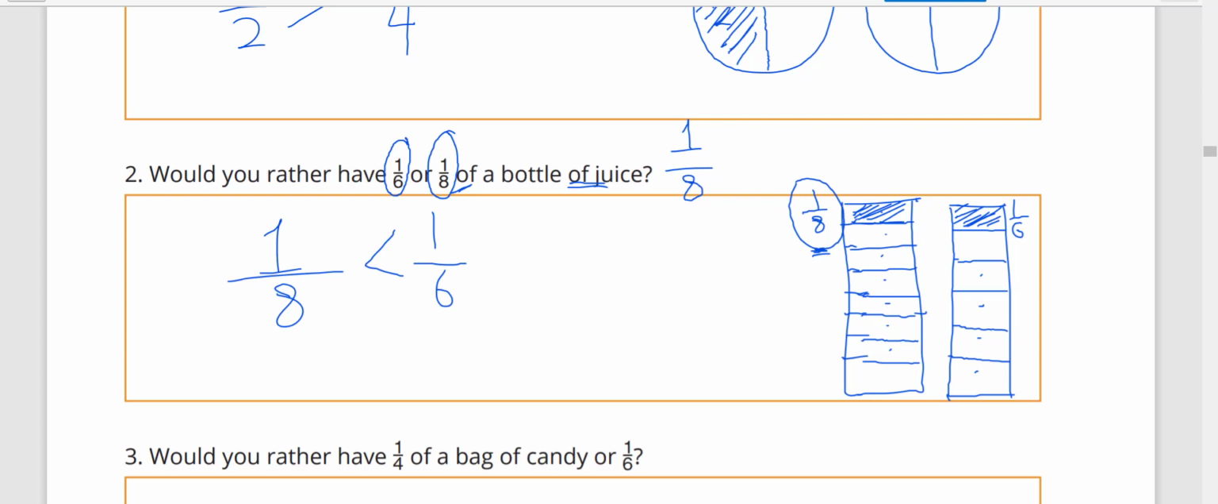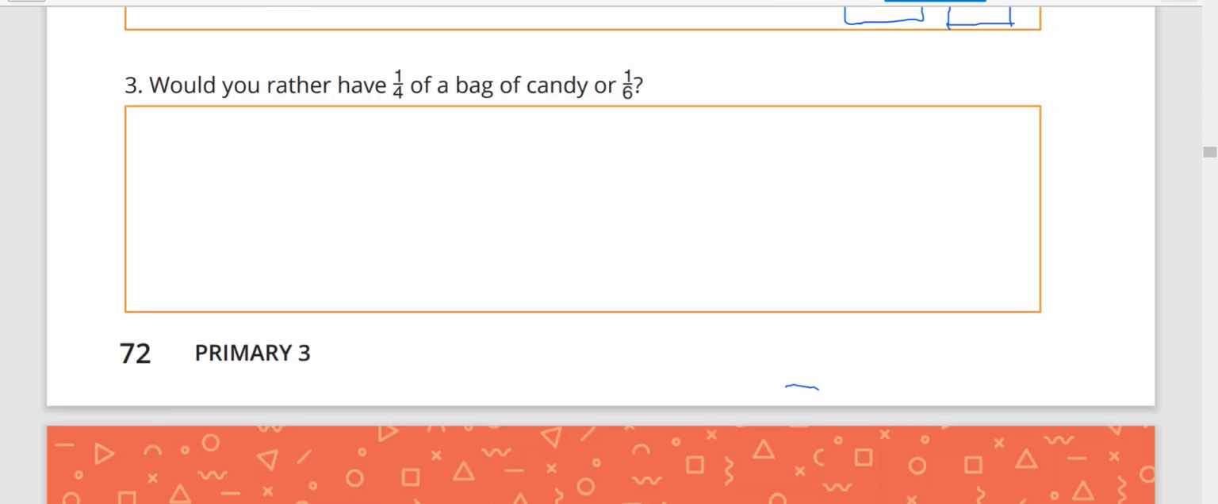Okay. Number 3. Would you rather have a fourth of a bag of candy or a sixth? Okay, do you want to eat a big part or a small part? From our previous lessons, we know that when one whole is divided into more equal parts, each part becomes smaller. Each part becomes smaller.